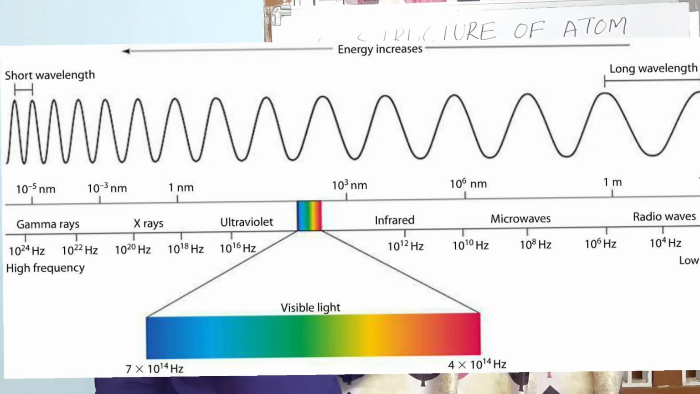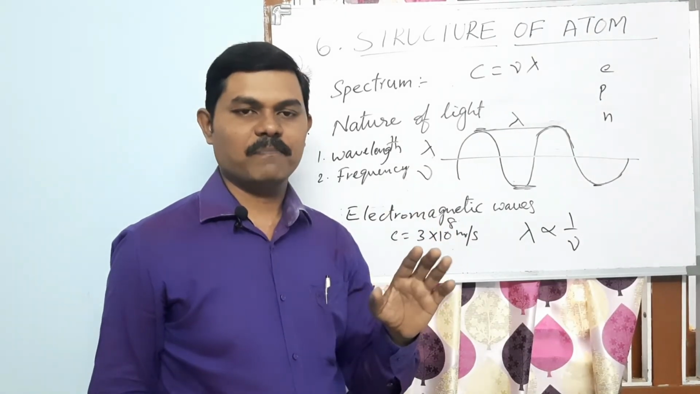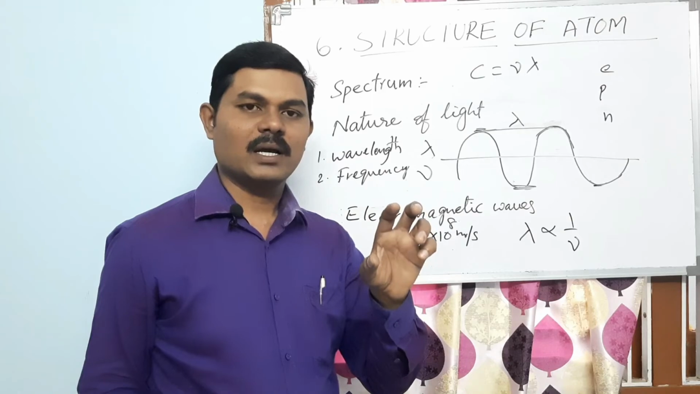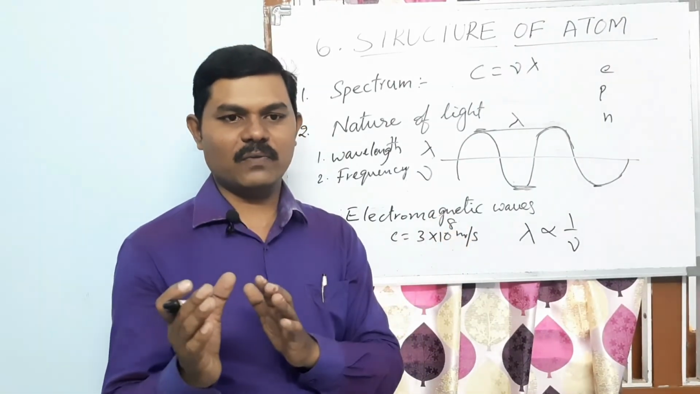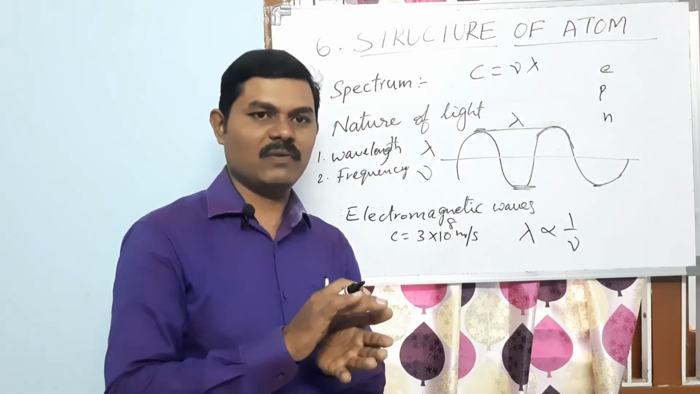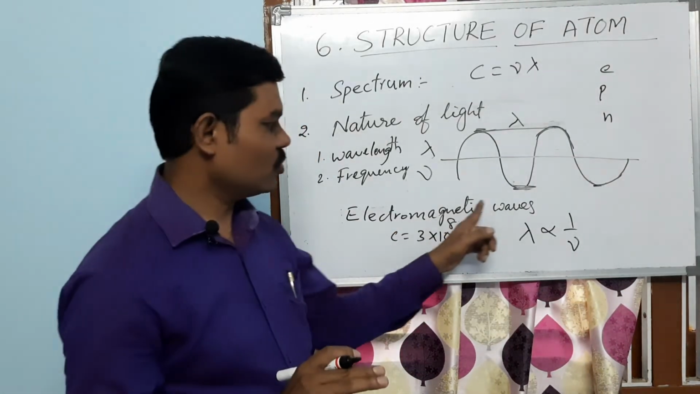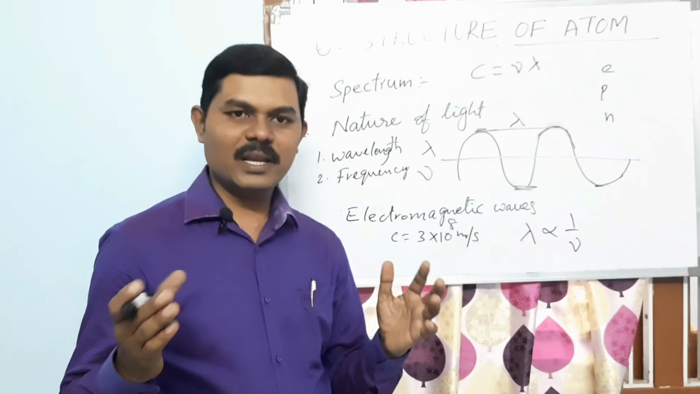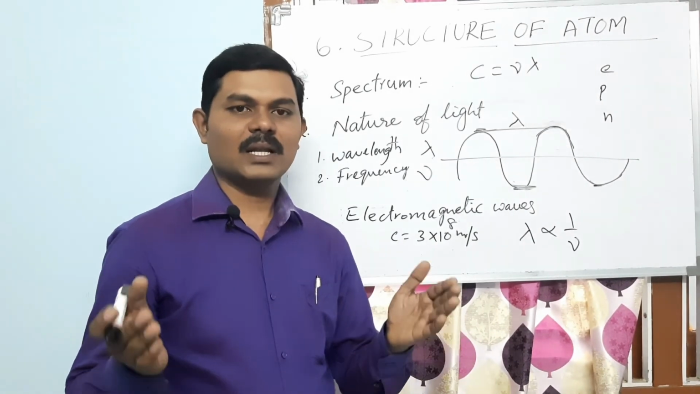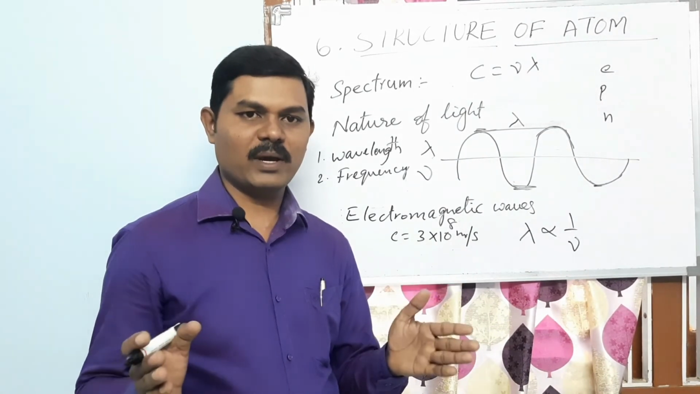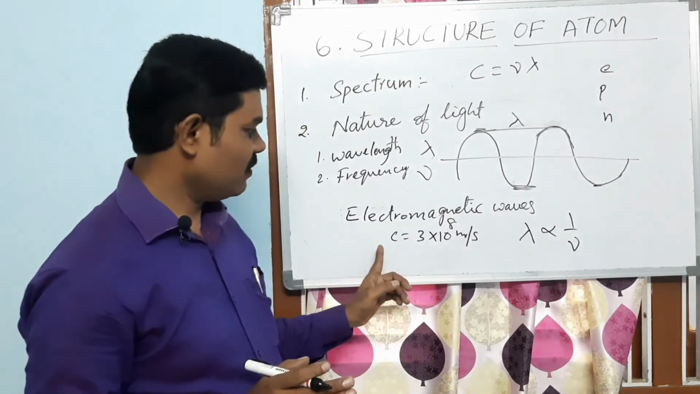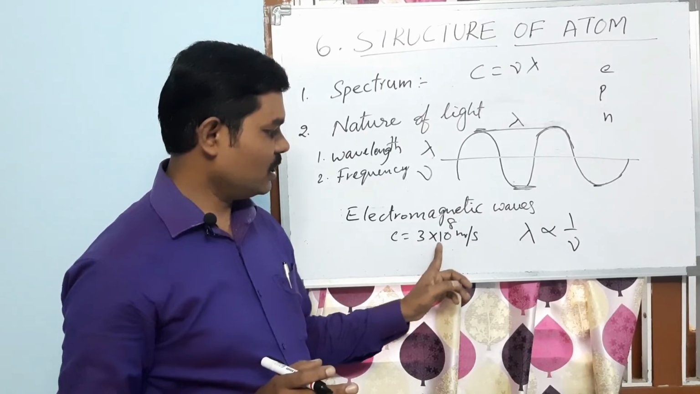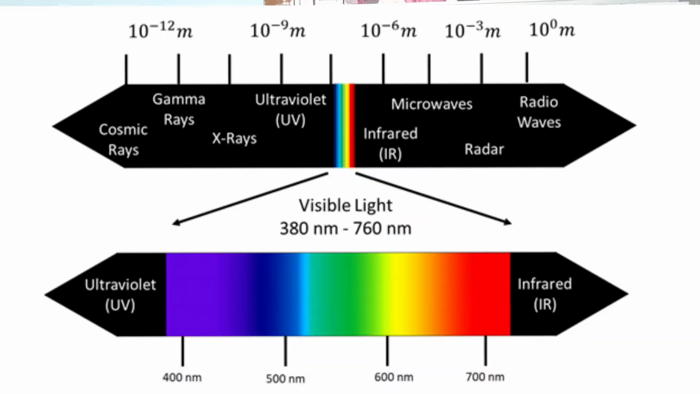What is an electromagnetic wave? A vibrating charge creates an electric field. The changing electric field creates a changing magnetic field. The electric field and magnetic field travel perpendicular to each other to produce electromagnetic waves. So what is the nature of light? Light travels in the form of electromagnetic waves, so light can travel in vacuum also. The speed of light is c equal to 3 into 10 power 8 meters per second.